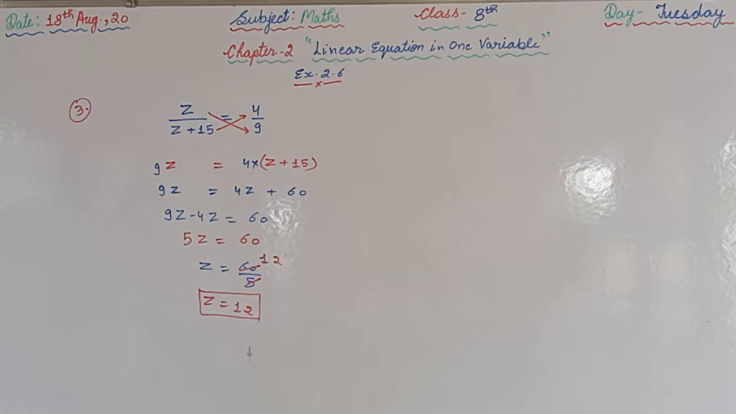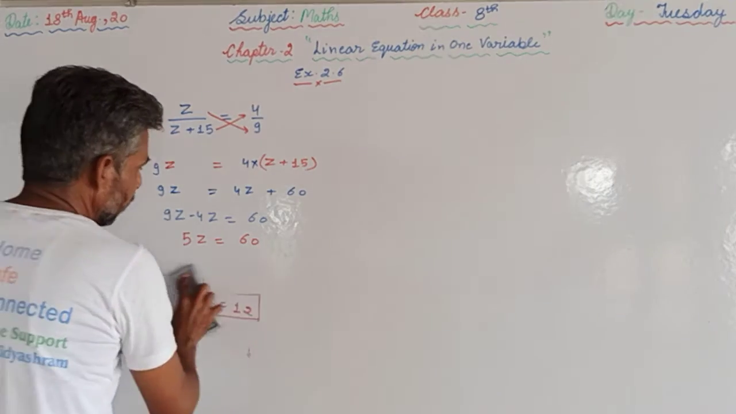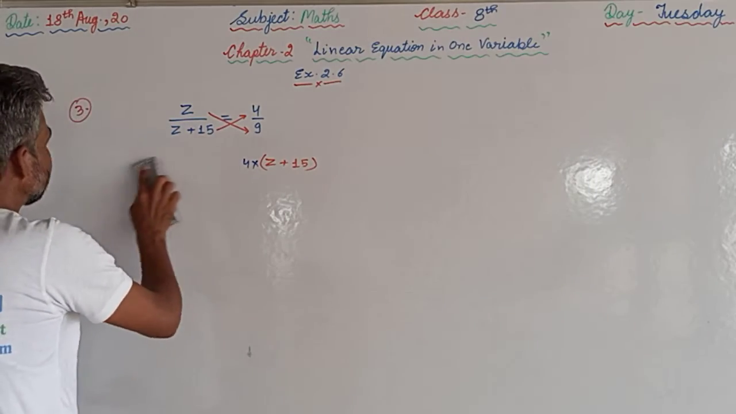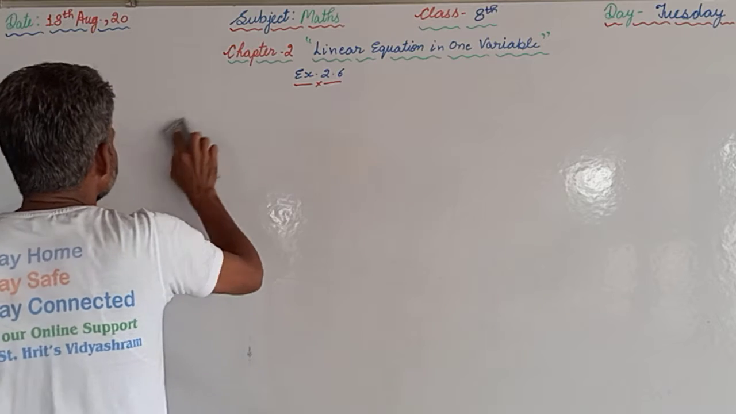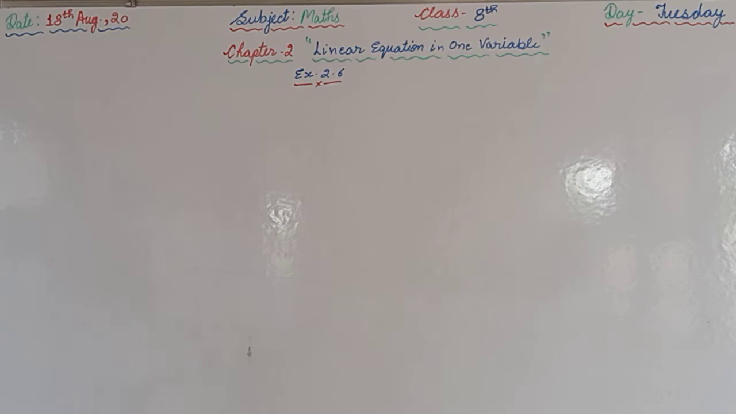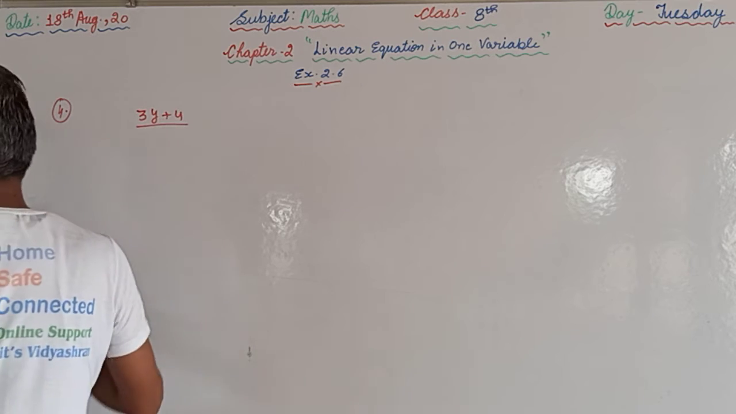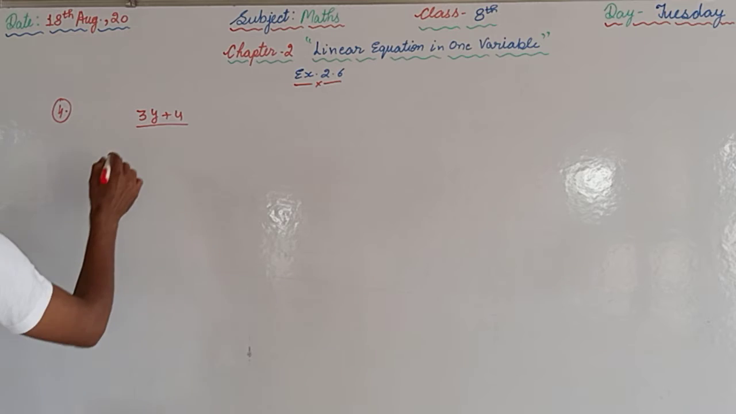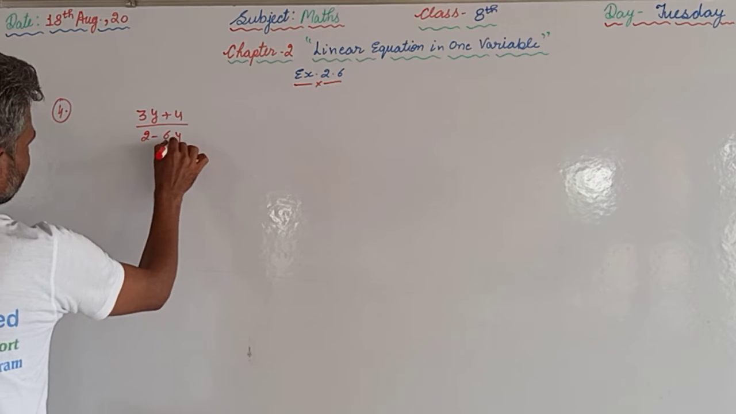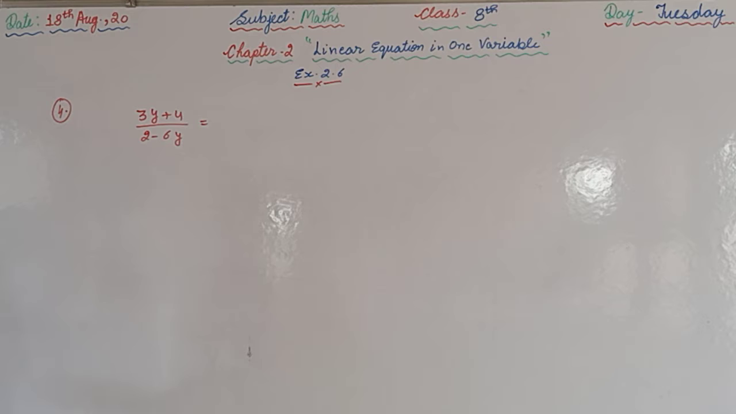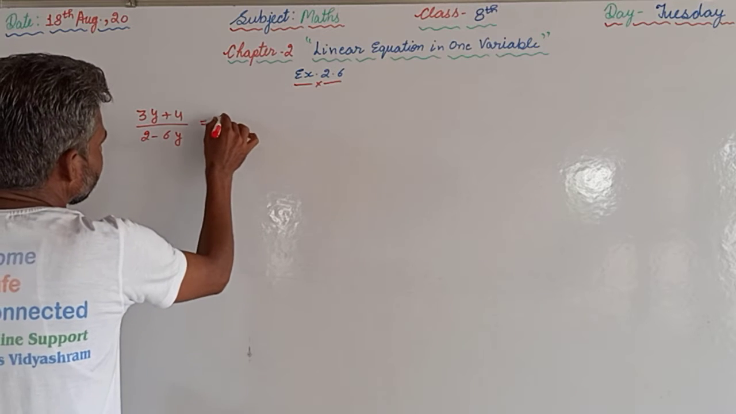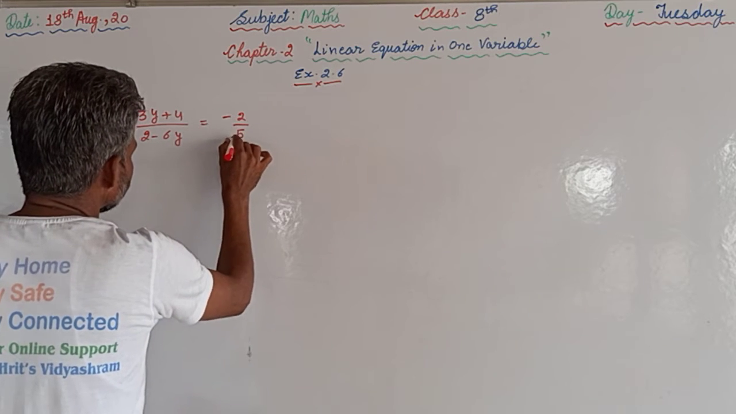So we will take one more question to make you understand the method. That is the next question, question number 4, and that question is, the variable is y there, 3y plus 4 whole upon 2 minus 6y equals to minus 2 upon 5.